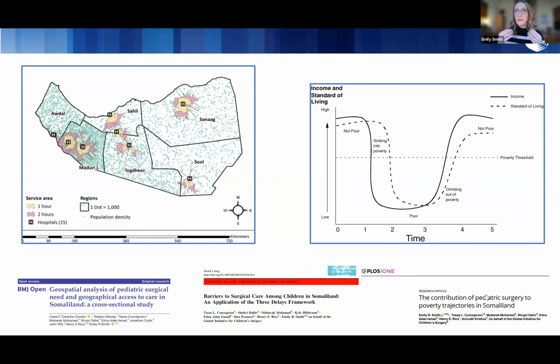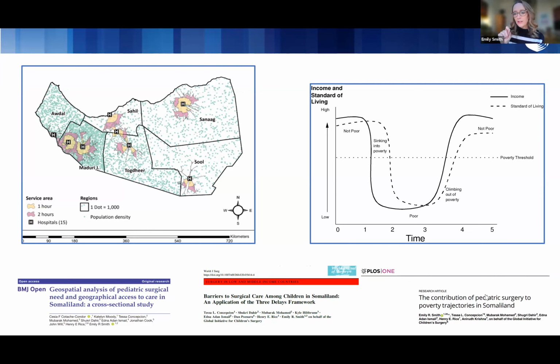So when we're thinking about delays with this paper I'm about to talk about, geography is a huge barrier. But the second, which is the main barrier, is poverty. On the right-hand side, you're seeing what we call a poverty trajectory. This is trying to measure families that go into poverty, which is that dip. Some of them can actually climb out of poverty and others get stuck. We call that the poverty gap, where they sink into poverty.